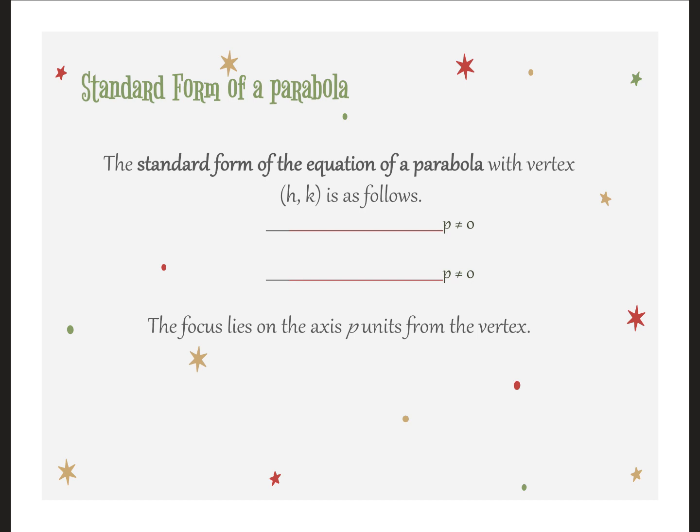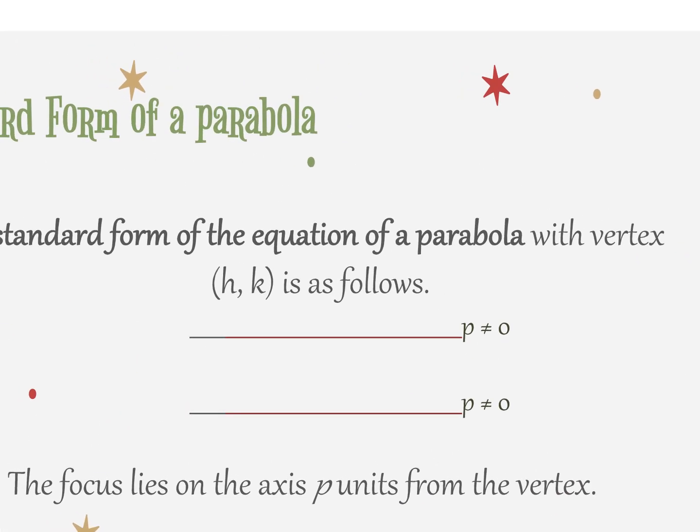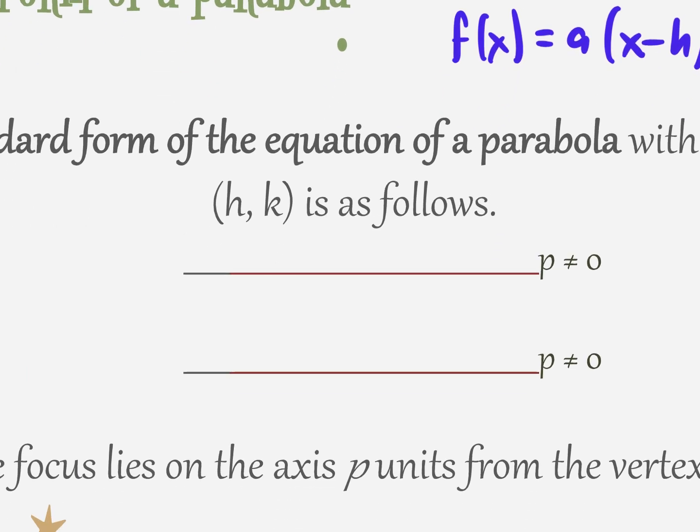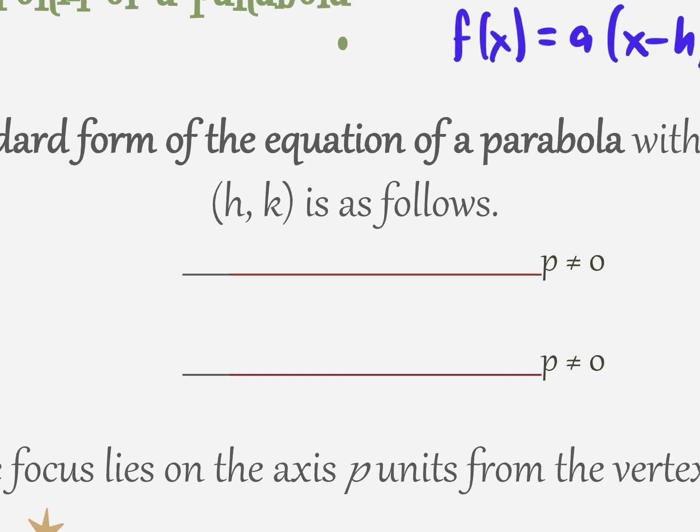All right, this is not going to be any harder, I promise. Do you guys remember vertex form from our parabola? We had f of x equals a times x minus h squared plus k. What was h and k? The vertex. Same exact thing, guys. This is the equation of a parabola. So it's just written a little differently.